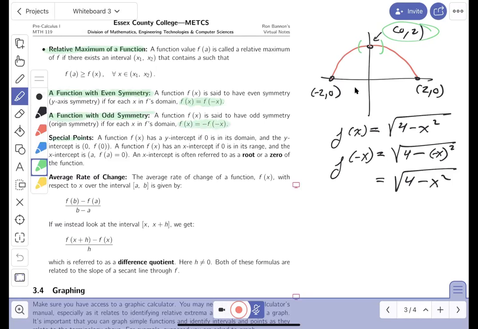Special points. I hate the fact that anything's called special, but there are special points, and we'll talk about those things. A function f of x has a y-intercept if 0 is in its domain. So just set x to be 0. You get a y-intercept right over here. X-intercepts, okay? A function f of x has an x-intercept if 0 is in the range. Well, if 0 is in the range, it's got an x-intercept.